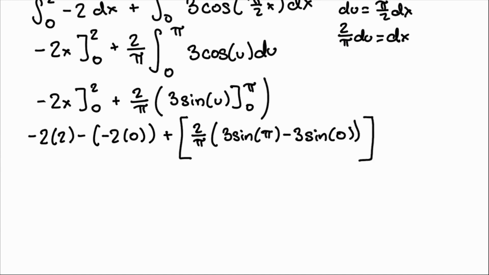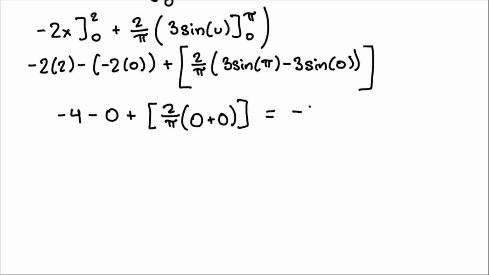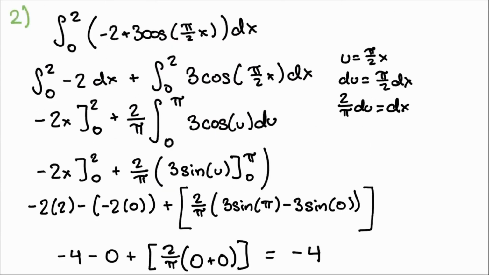And again, we're doing all this with respect to radians if you couldn't tell with the pi's. So this is going to be -4 minus 0 plus 2 over pi times, well, sine of pi is equal to 0, 3 times 0 is 0. Sine of 0 is equal to 0. -3 times 0 is still 0, so this is going to be a plus 0. So this whole thing is just going to simplify to -4 because this product, 2 over pi times 0 is 0, and so it'd be -4 minus 0 plus 0, so it's just going to be a -4. And so that was our work for area 2.